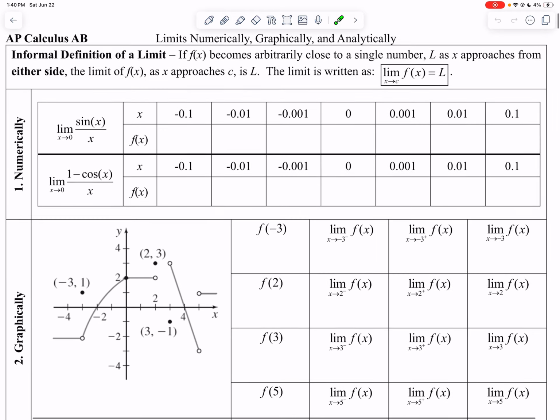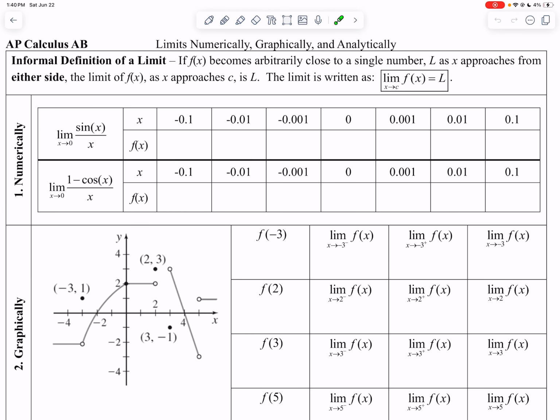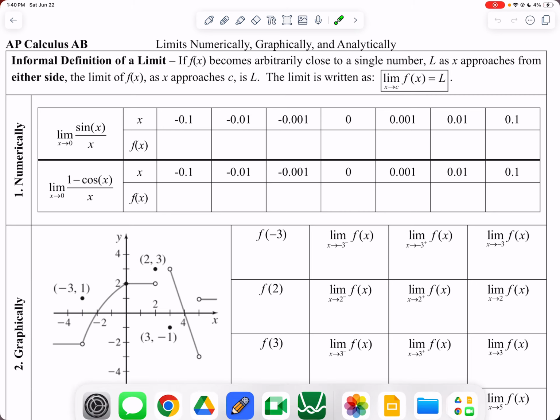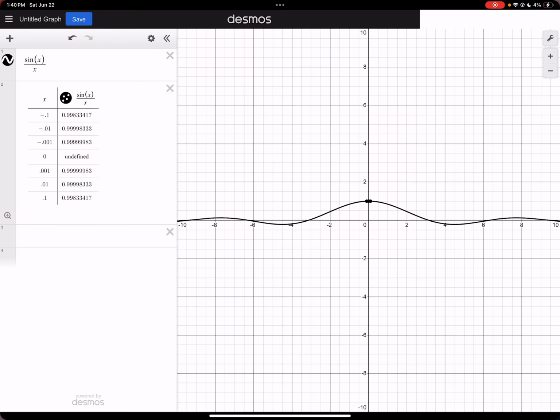So we're going to look at sine x over x and 1 minus cosine of x over x numerically using a table of values, and then we're going to see how that relates to our graph. On Desmos here, I have sine x over x, and I have my table of values from negative 0.1, negative 0.01, negative 0.001, 0, 0.001, 0.01, and 0.1.